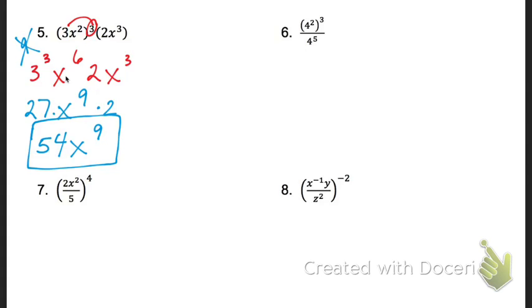Oh, Lord. Okay, next one. Power to a power. What do I do with it? Multiply. So this becomes 4 to the 6th over 4 to the 5th. That reduces to what? 4. Just 4.